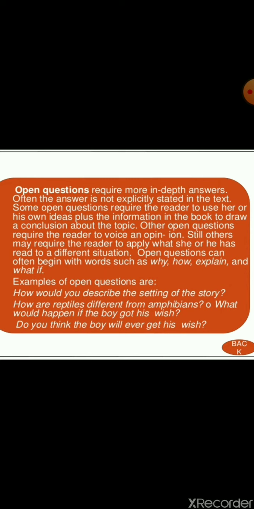Examples of open questions are, look at the screen. How would you describe the setting of the story? How are reptiles different from amphibians? Or what would happen if the boy got his wish? Means no limit at all. If the boy got his wish, no limitation to give the answer, endless. Do you think the boy will ever get his wish? Okay, so I have explained closed questions and open questions. In the same way you need to give the answer according to that.